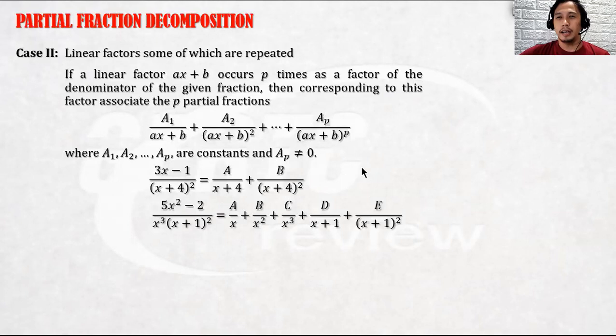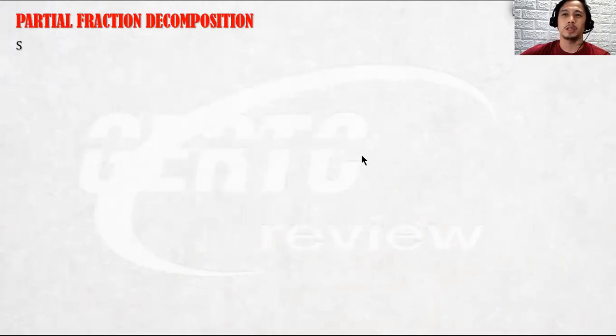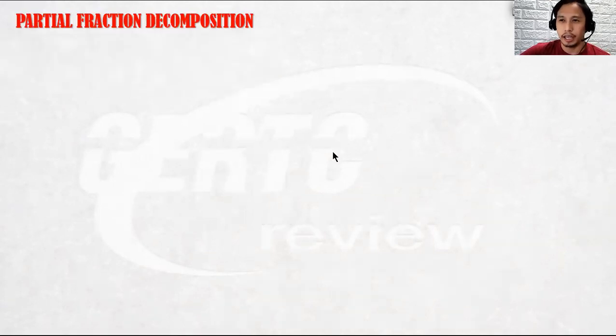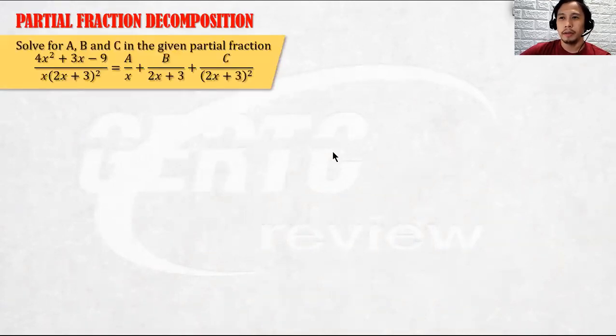Now, let's have a problem. Let's solve this one. So for a, b, and c in the given partial fraction decomposition, 4x squared plus 3x minus 9 all over x times 2x plus 3 quantity squared, that is equal to a over x plus b over 2x plus 3 plus c over 2x plus 3 quantity squared.